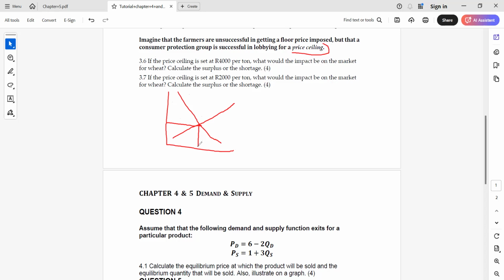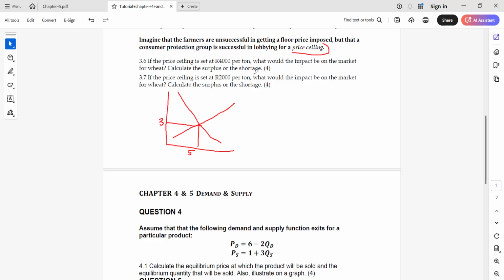So our quantity was 5,000, and I'm just going to write 5. And then the price was 3,000. I'm just going to write 3. So they're saying here, if the price ceiling is set at 4,000 per ton, what would the impact be on the market for wheat? Calculate the surplus or the shortage.